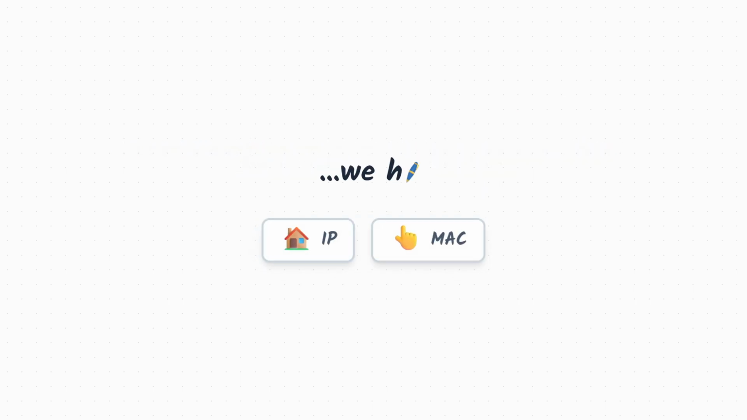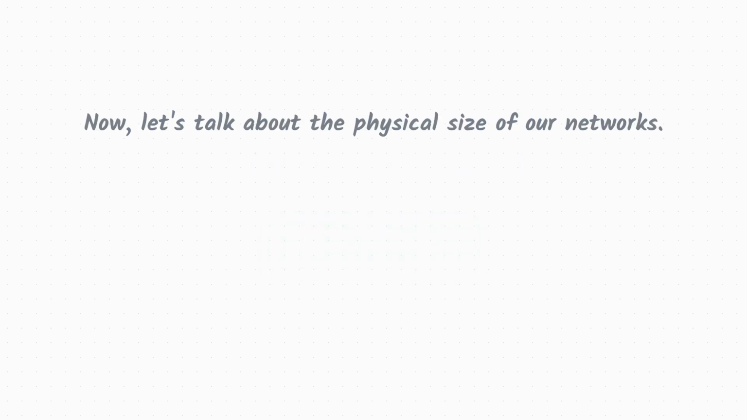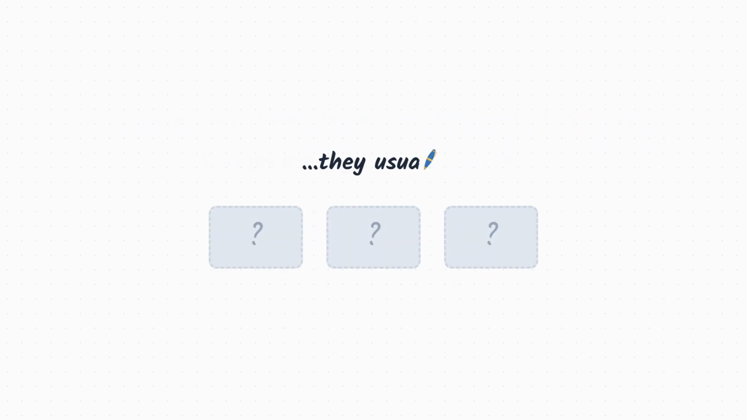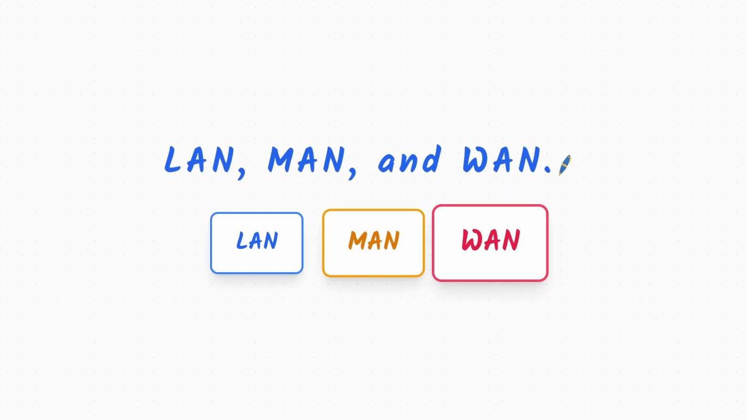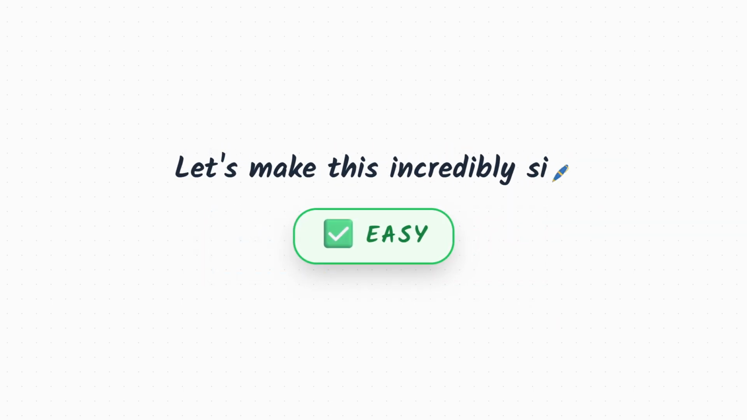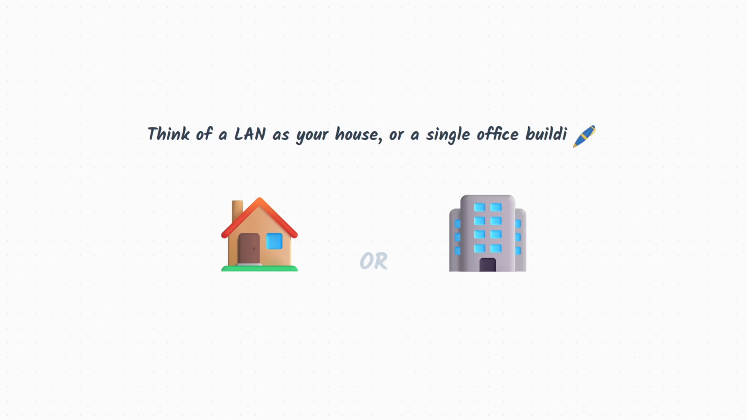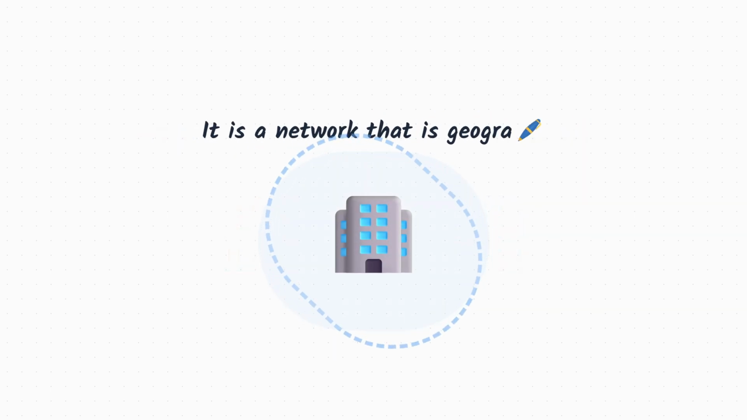So we have our rules, we have our addresses, and we have our zip codes. Now let's talk about the physical size of our networks. When you hear people talk about networks, they usually use 3 acronyms: LAN, MAN, and WAN. Let's make this incredibly simple. Starting with LAN, think of a LAN as your house or a single office building. It is a network that is geographically restricted.